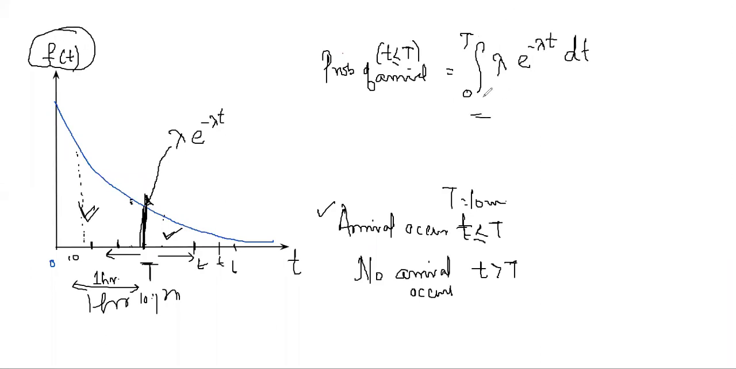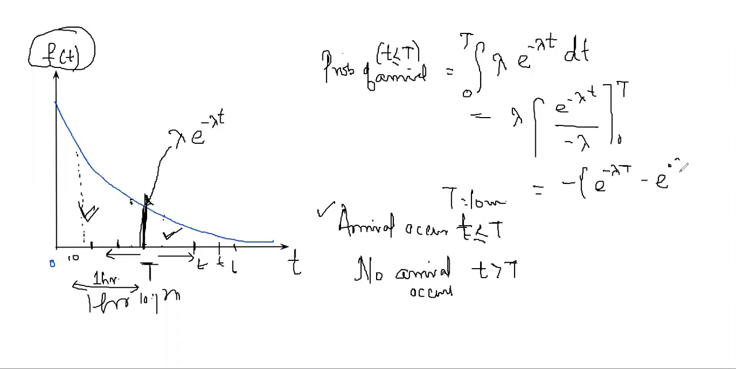If we evaluate this integral, it will be lambda e raised to the power minus lambda t divided by minus lambda, with the limits of integration from 0 to t. This will be equal to minus, if we give the limits, e raised to the power lambda t minus e raised to the power 0. e raised to the power 0 is equal to 1. So it will be equal to 1 minus e raised to the power minus lambda t.